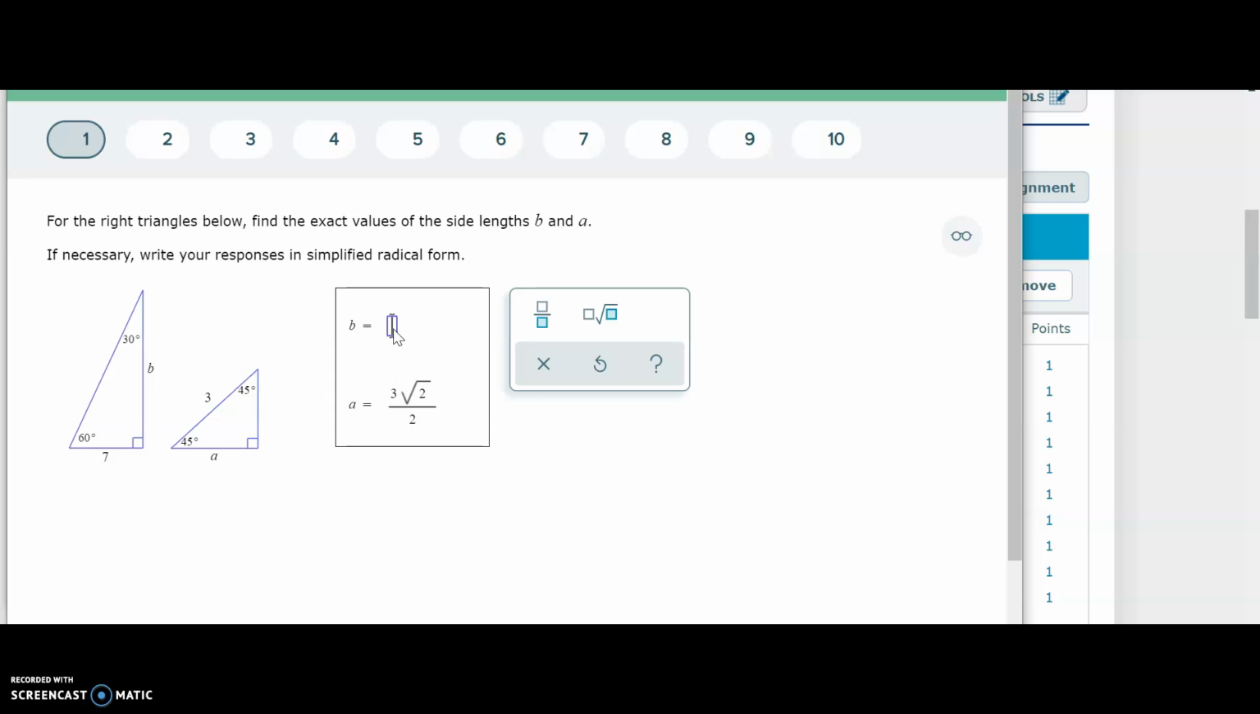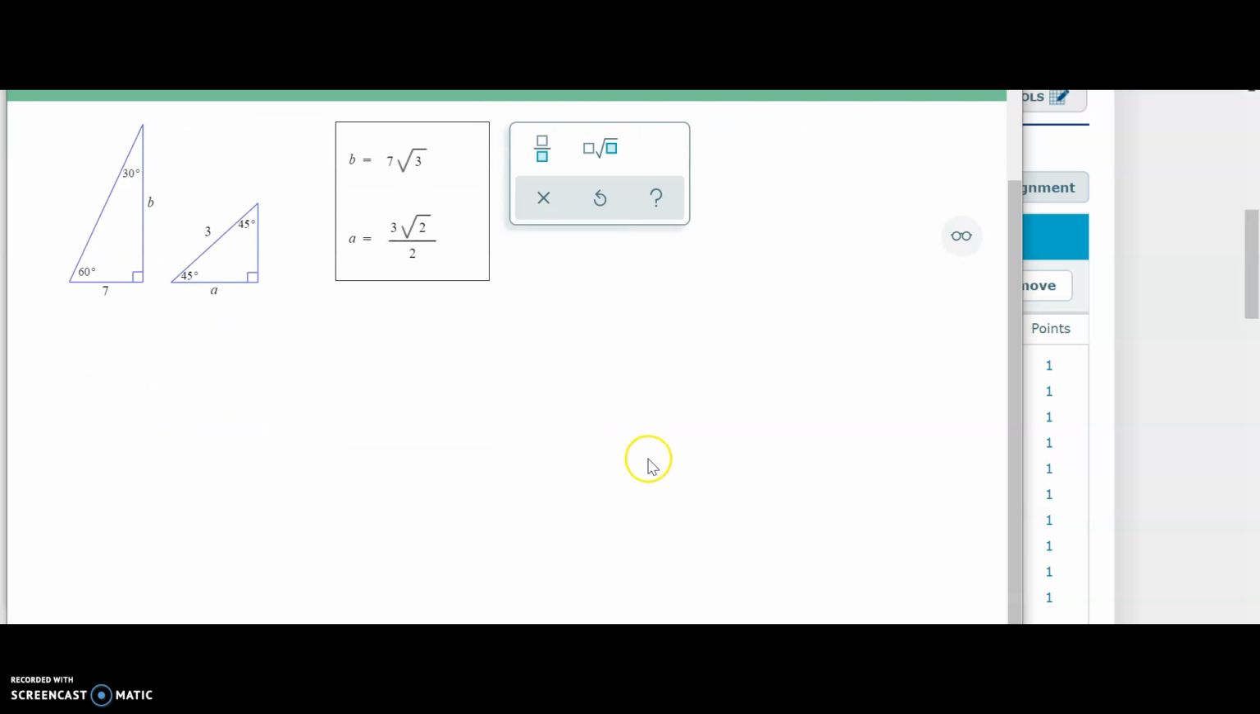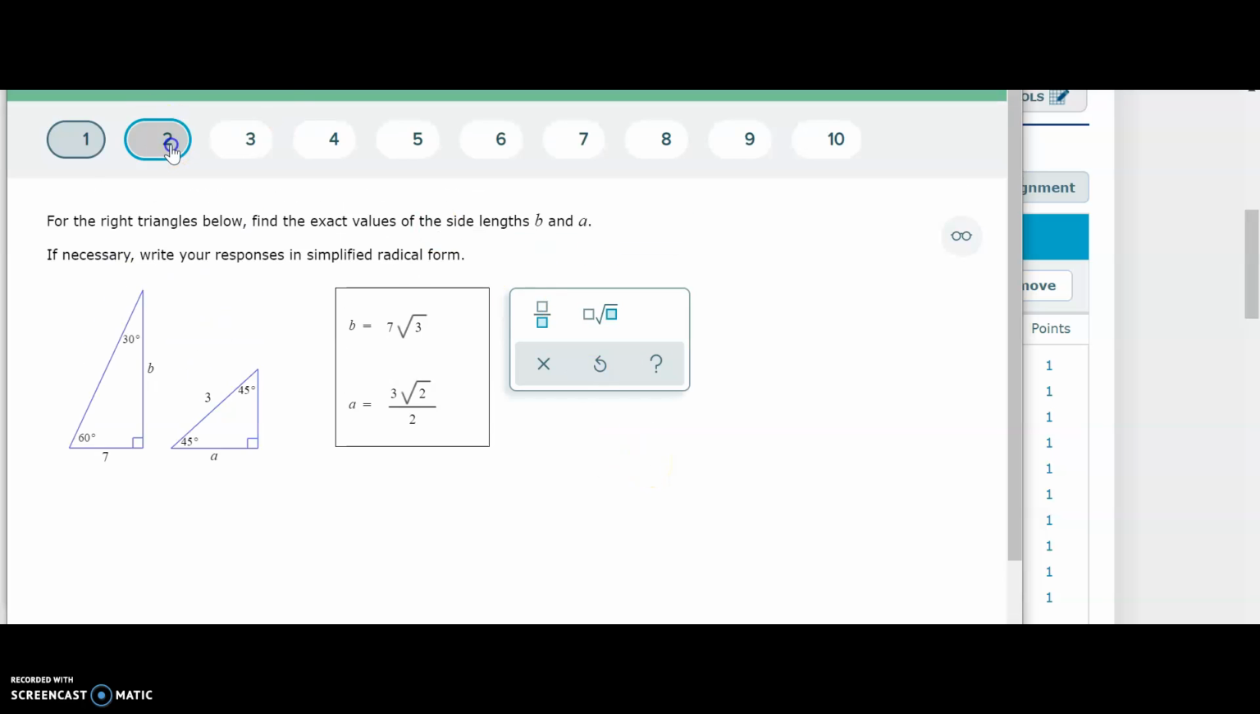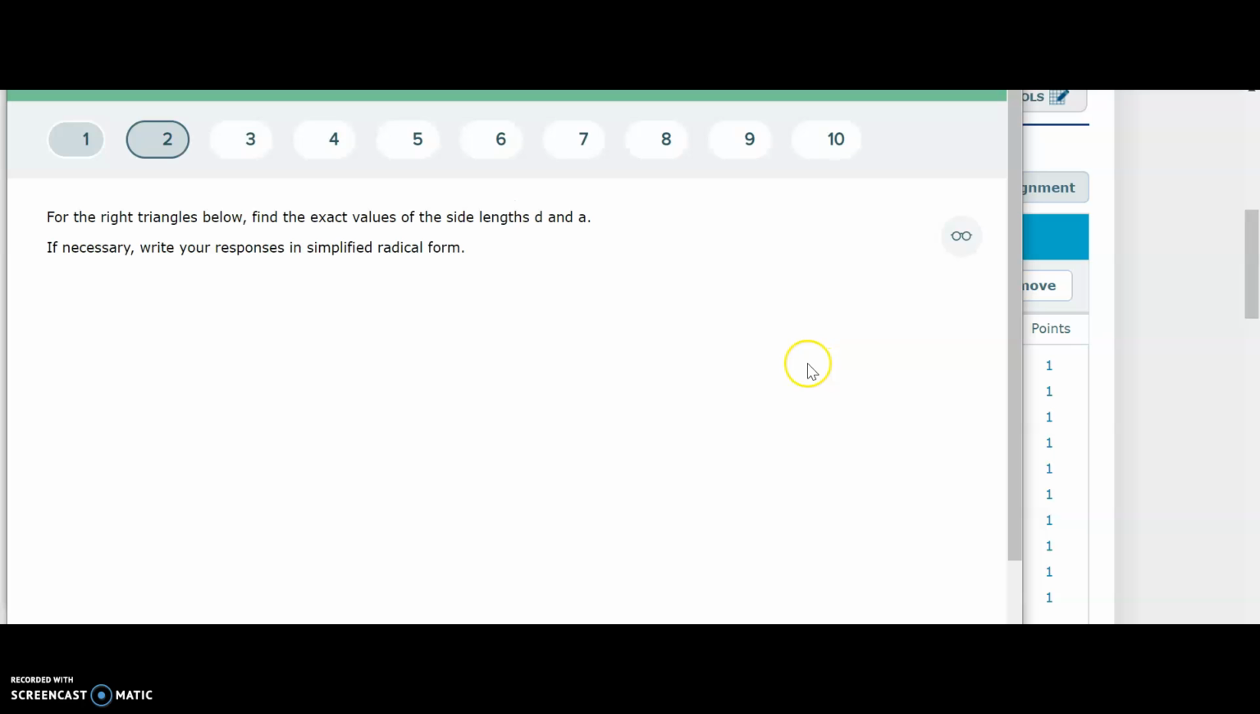So across from the 30 is 7, that's the small. So across from the 60 is the medium. Small and medium are the same, except the medium gets a square root 3. I always remember 30, 60, 90, 30 has a 3 in it. So the 30, 60, 90 is going to have a square root 3. 45, 45, there's two 45s, so you're going to have a square root 2. Okay? So that's that one. Let's do one more.